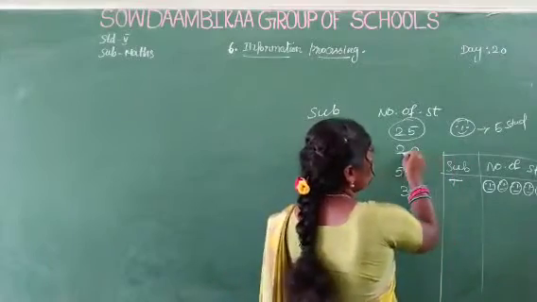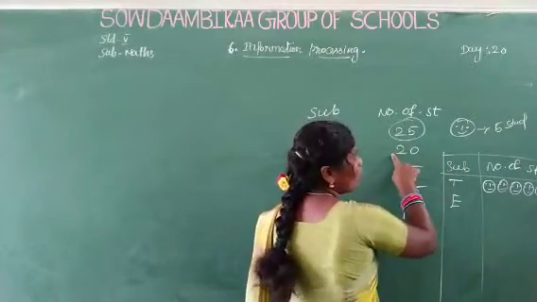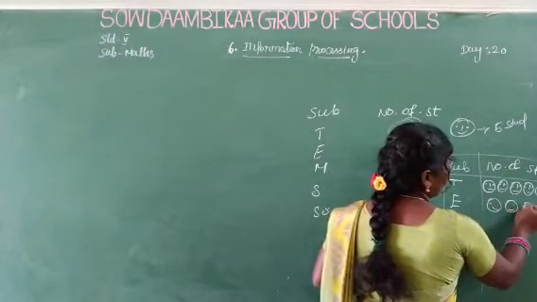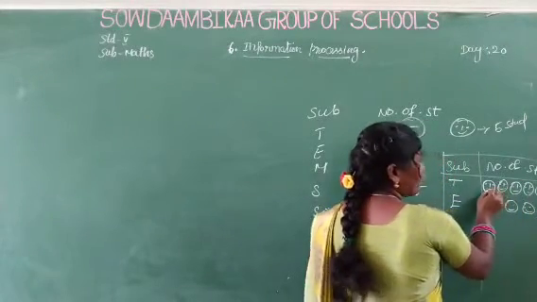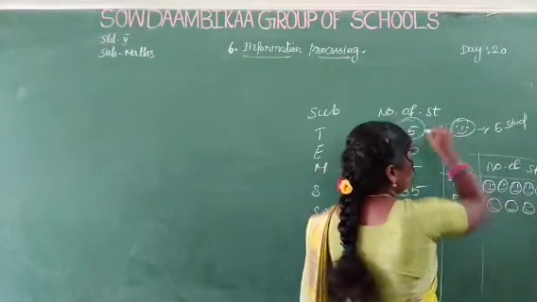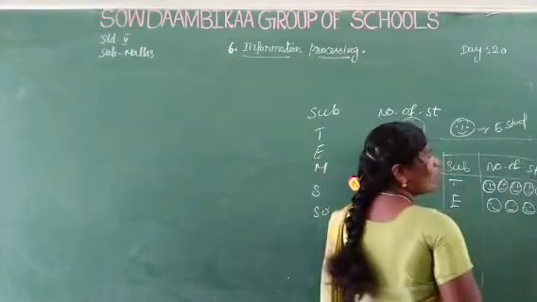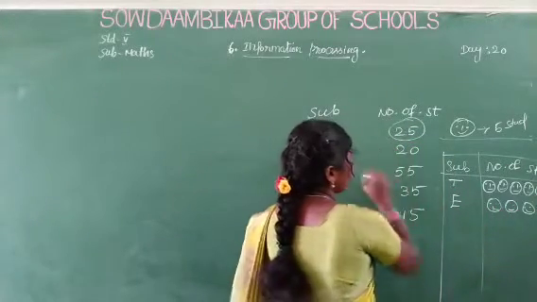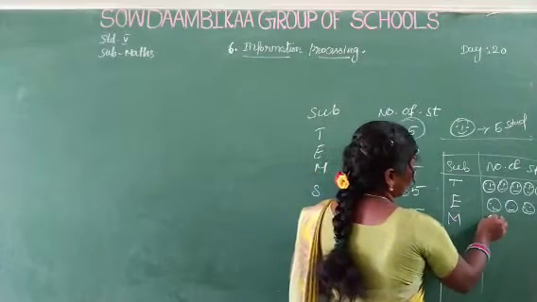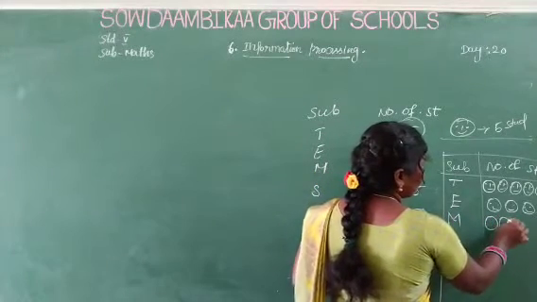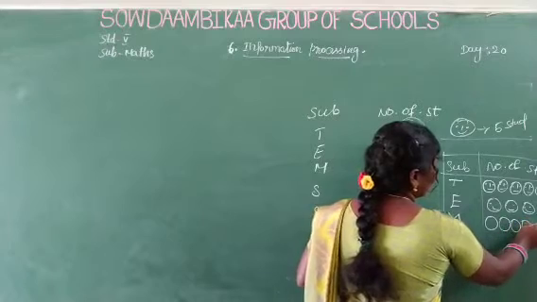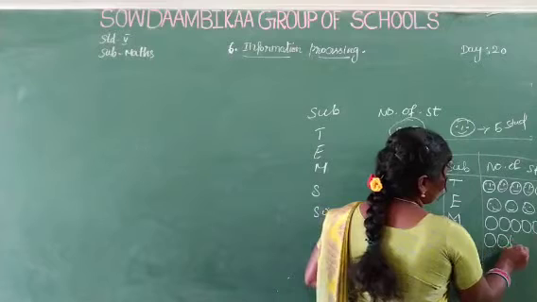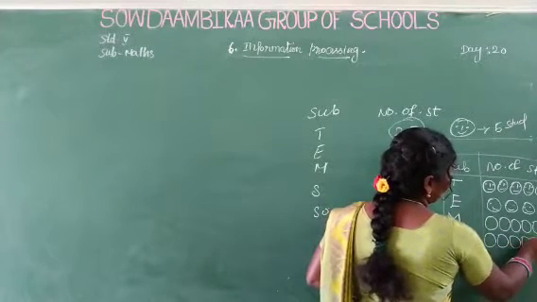5 pictures. Next, English. How much? 20. 1, 2, 3, 4. 5, 10, 15, 20. Because I already gave each one 5 students. Next, Maths, 55. 5, 10, 15, 20, 25, 30, 35, 40, 45, 50, 55.